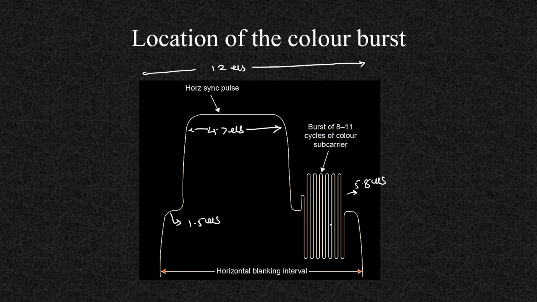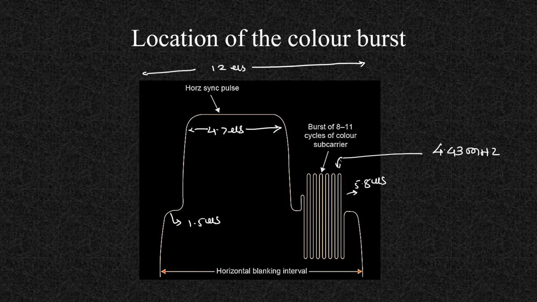Now how are you going to understand whether your signal is color or black and white? So the color burst signal is put in, that is 8 to 11 cycles of the 4.43 megahertz subcarrier, which will be placed on the back porch of that particular horizontal blanking interval. So if the color burst is present, you can say the transmission is a color transmission, and if it is absent, you can say that transmission is a black and white transmission. I can't say black and white, it's a monochrome transmission.